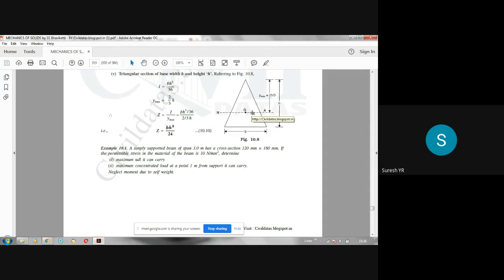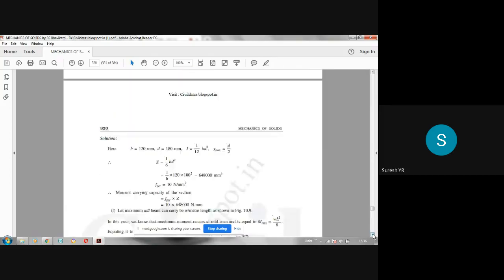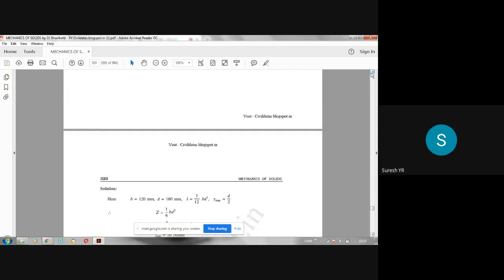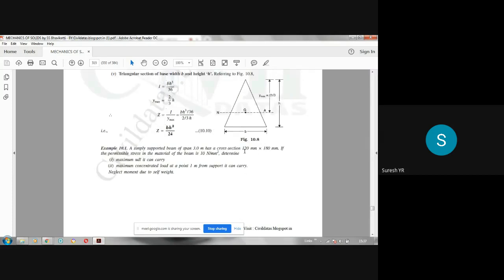So see, what are the given things here? Span of the beam is given as 3 meters, that is L. So the beam has a length of 3 meters. And he has given the dimensions of the beam. Width of the beam 120 mm, depth of the beam 180 mm. Always take the smaller value as width, larger value as depth. So B is 120 mm and D is 180 mm. And maximum permissible stress, that is F permissible, is 10 Newton per mm square. So this is what he has given.